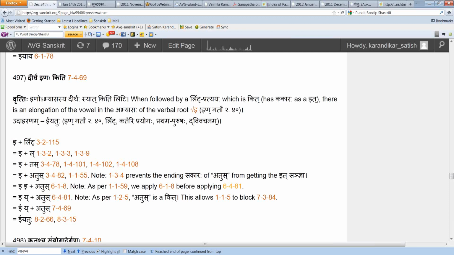Atus came in place of the pratyaya. Thus, it's not a pit. There's no sanyoga prior to it. So it is a kit pratyaya. So dirgha in a kiti now comes and makes it iyatuhu.